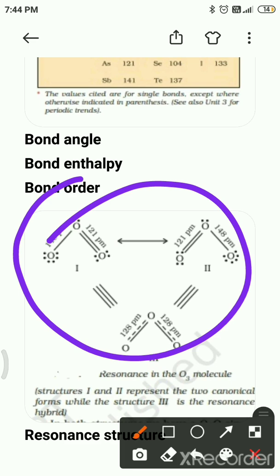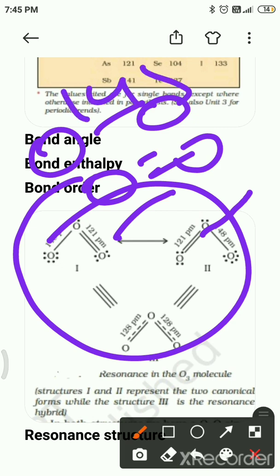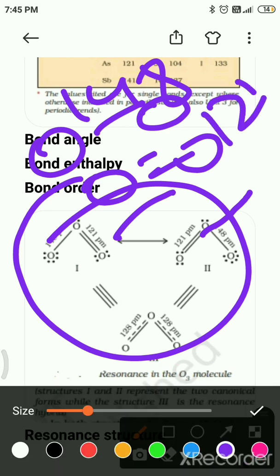In both structures we have an O-O single bond and an O=O double bond. The normal O-O single bond length is 148 picometer, and the O=O double bond length is 121 picometer.